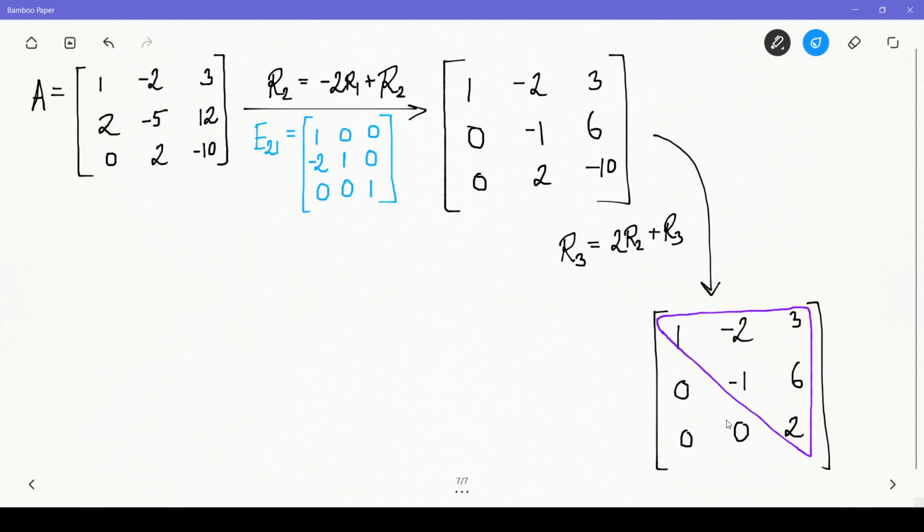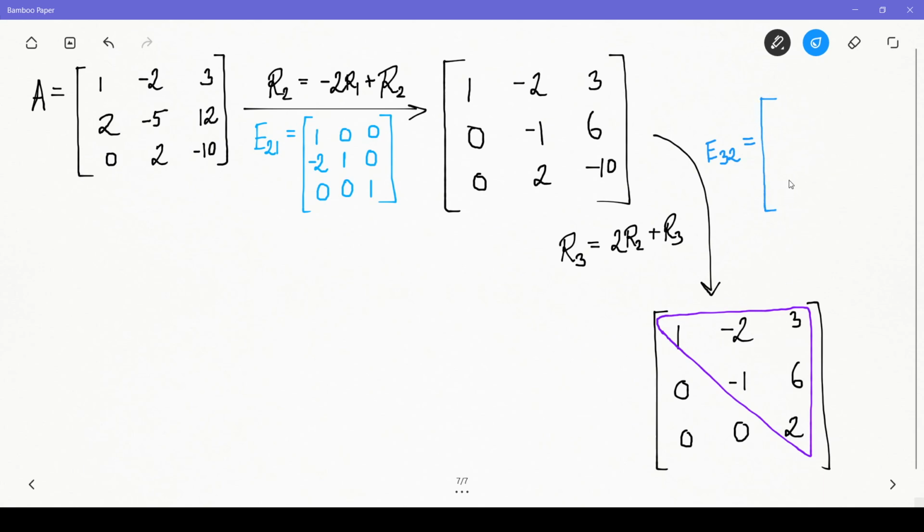So this time what did we do? We eliminated our entry at the third row and the second column. Let's denote our elimination matrix as something like E sub 3 2, since we have eliminated the entry at the third row of the second column. And what will this elimination matrix look like?